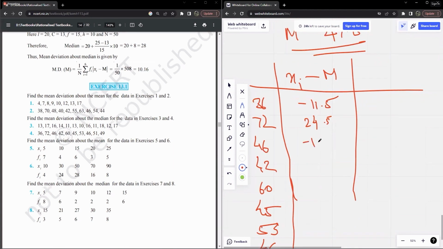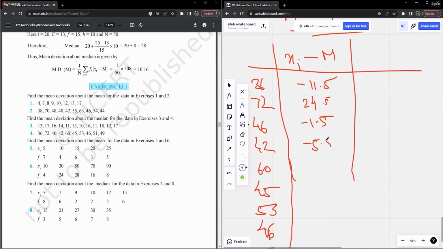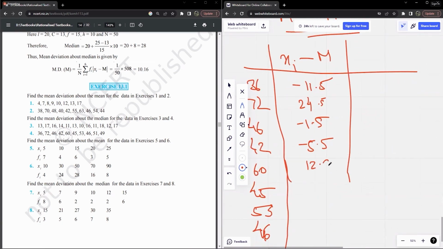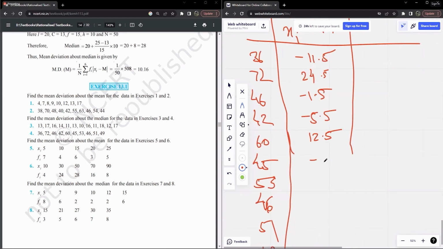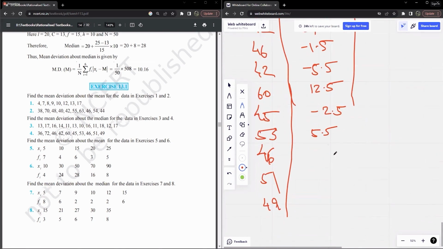46 is going to give me a minus 1.5. 42 is going to give me a minus 5.5. 60 is going to give me plus 12.5. 45 is going to be a minus 2.5. 53 is going to be plus 5.5. 46 is again a minus 1.5. 51 is a plus 3.5. And 49 is going to be plus 1.5.